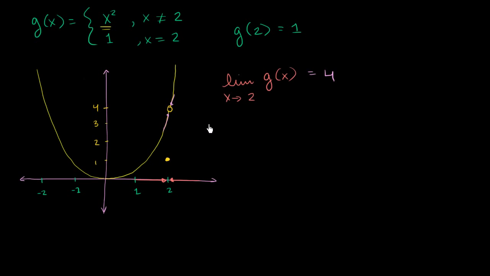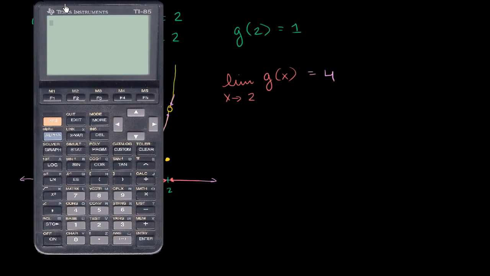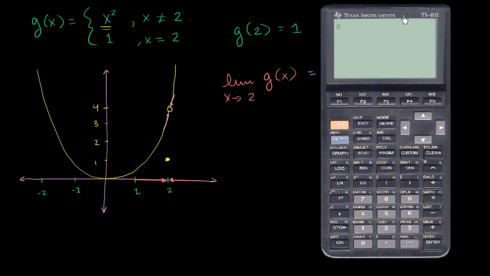And you can even do this numerically using a calculator. And let me do that, because I think that will be interesting. So let me get my trusty TI-85 out. So here is my calculator. And you can numerically say, okay, what's it going to approach as you approach x equals 2? So let's try 1.9. For x is equal to 1.9, you would use this top clause right over here. So you'd have 1.9 squared. And so you'd get 3.61.